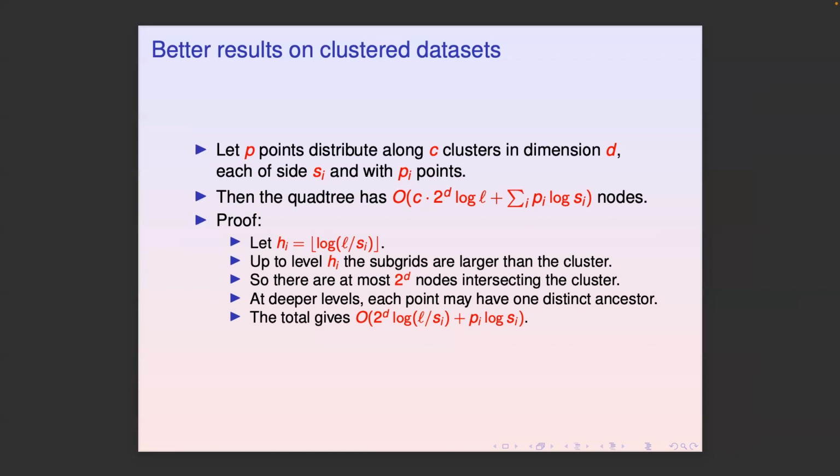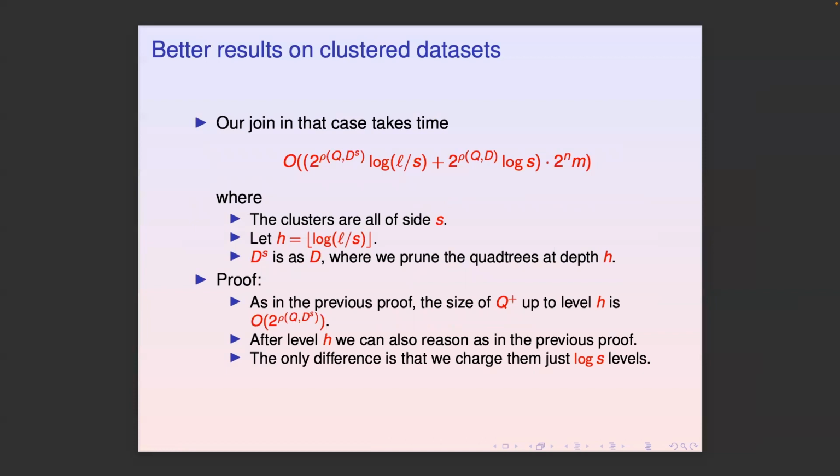I will skip the proof. If that happens, we can show that our join algorithm takes a time that, again, has a part that corresponds to the clusters, which is basically the AGM bound of the database pruned at the first S levels. This is a simplified version where all the clusters are side S. So at the level where the subgrids are of side S, you prune there, and then you have the worst case time for that smaller database. And then the usual price, but here instead of log L, you have log S. So this reduction in size translates into reduction in join time, which is quite interesting.